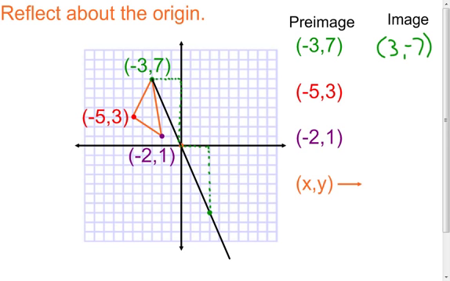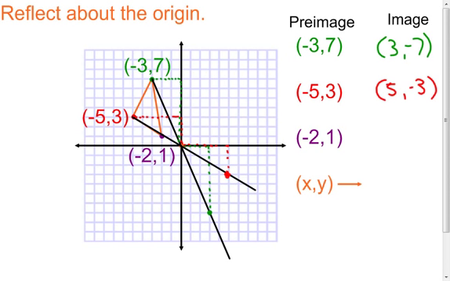If I do the same thing for my red point, I'm going to head towards the origin and then keep going. Like that. And then again this one. Now on this one I have to go 5 to the right to get back to the origin and down 3. So if I go 5 to the right and down 3, I get my image point here, which is going to be at 5, -3.